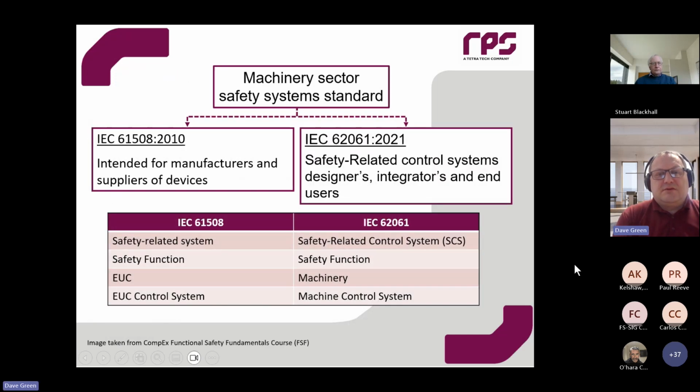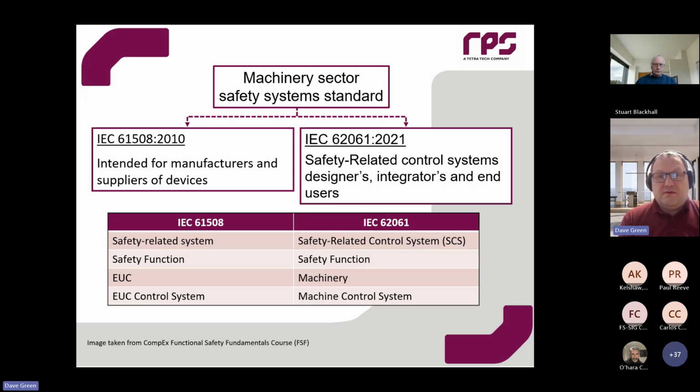Okay, so just as a bit of a summary of where would you use what standard if you're in the world of the machinery sector. So if you are a manufacturer and a supplier of devices and wishing to follow the IEC route rather than the ISO route, then if you're manufacturing widgets, components, etc., you should follow the requirements of 61508. Once someone's manufactured those components, then if you are designing the system, integrating the system, or the end user, then 62061 is the relevant standard for you.